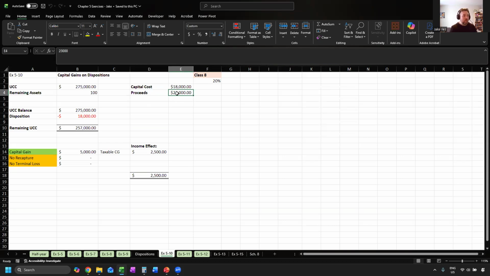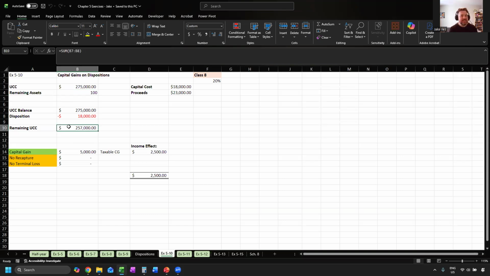Since we received more than it originally cost us, our disposition, our subtraction from UCC, is going to be the lesser number. So our UCC balance says there's 275,000. It just says numerous. Let's say there's 100 other assets in the bin. We're selling one of them. So disposition is the lower of these two numbers, 18,000. The 18,000 will be subtracted from UCC. Since UCC is still positive and we still have items left in the bin, there's nothing for us to do.